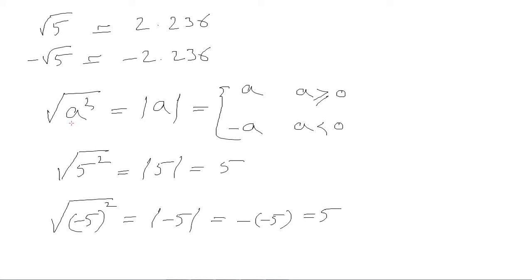So this formula assures that the square root of any number is always something positive, because according to the definition, radical a squared is the positive square root of a squared.